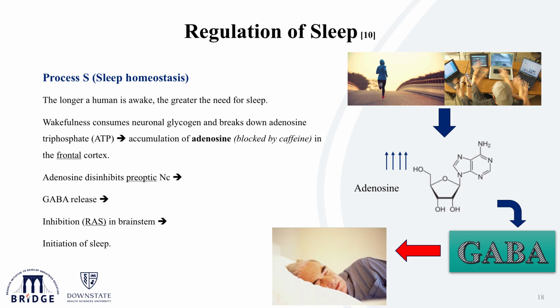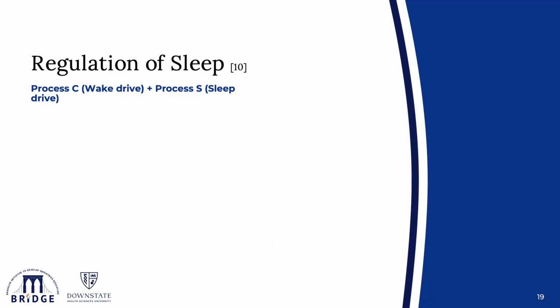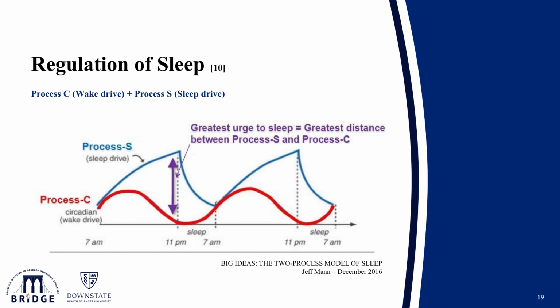So how do these processes interact? It's easy to guess. We have process C, which is the wake drive. It's the one that keeps us awake. So let's go over how these two processes interact, process C and process S. This graph simplifies how they interact. When you wake up at 7 a.m. in the morning, you perceive a lot of light. Your process C is inhibited, while you build up a lot of adenosine through consuming ATP throughout the day.